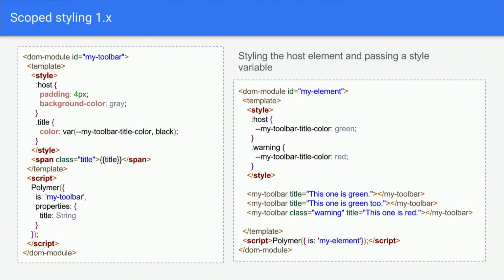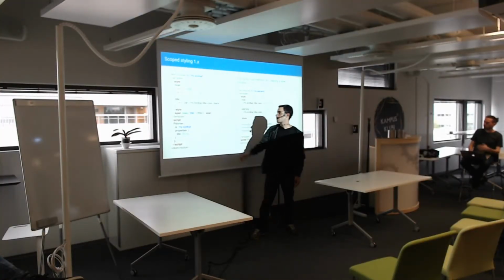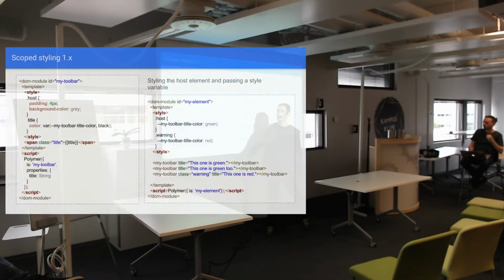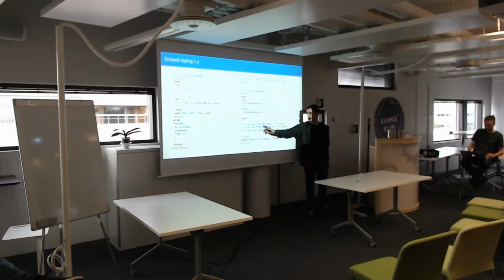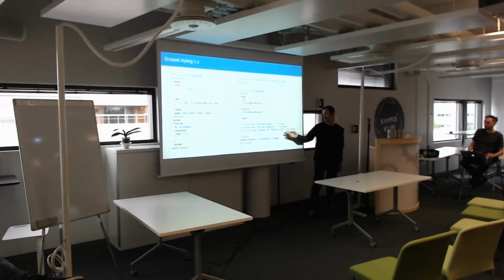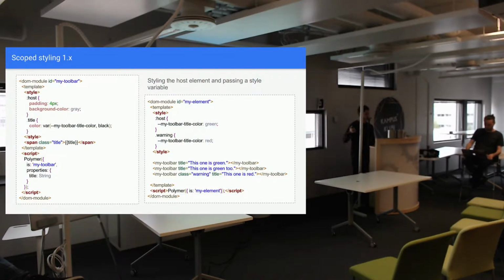There is the scoped styling I mentioned. So you can do it like this. Let's say you're creating a custom toolbar. Then you can expose a variable, let's say the color of the title of your toolbar, and put a default there. And then in your parent component, you just define the color that you want your toolbar to be. So host means the component itself. All toolbars are supposed to be green unless you have another class there. So those two are green, and those with the warning class are going to be red. So you access the style inside the components that way.